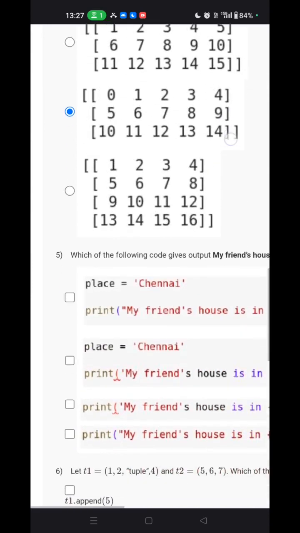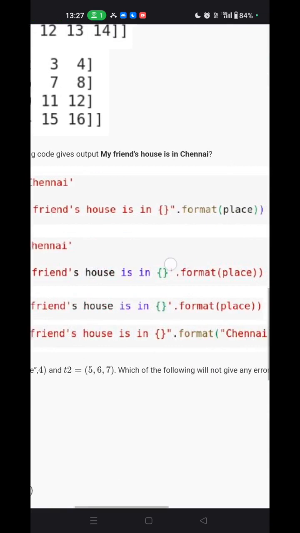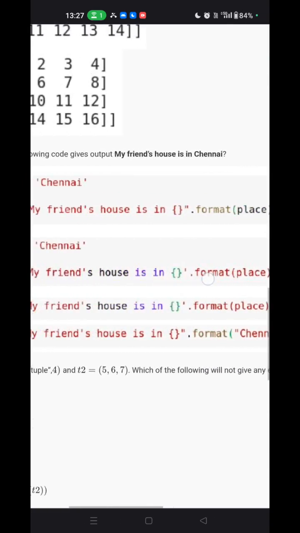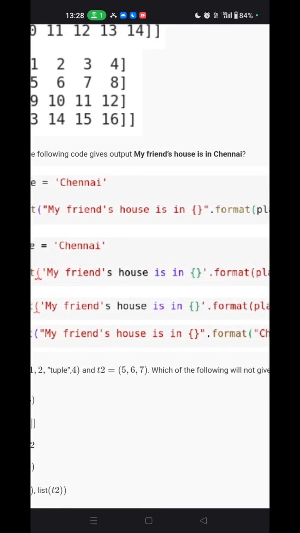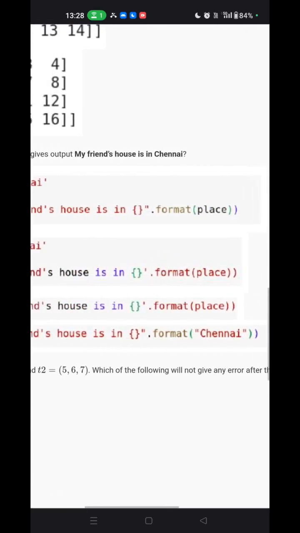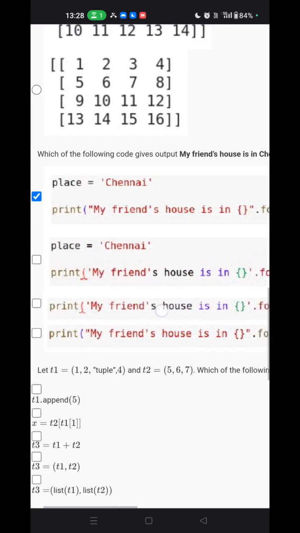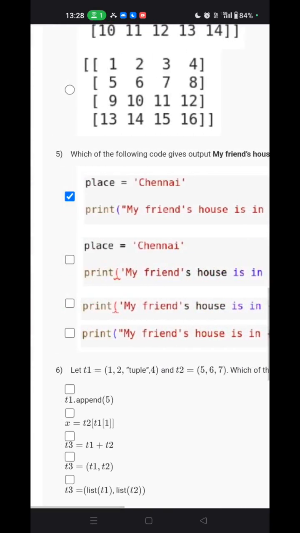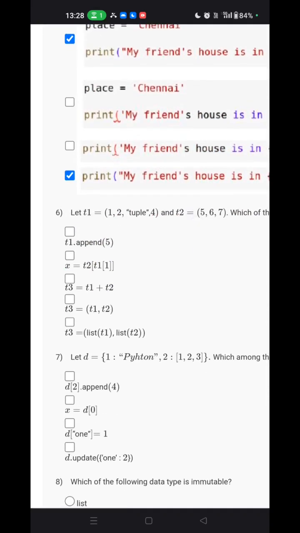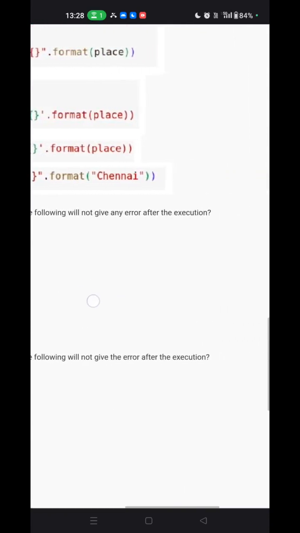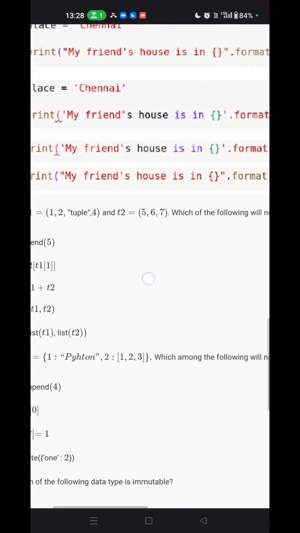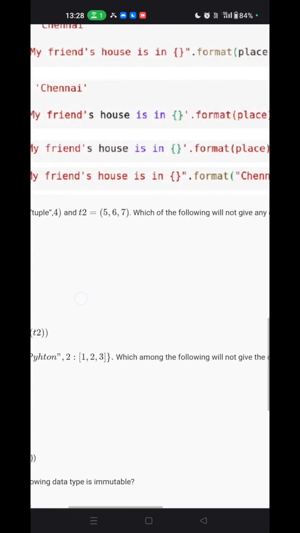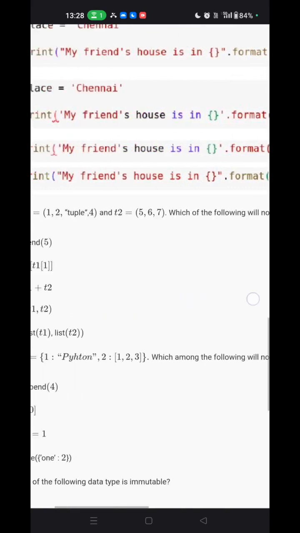Okay, now please, already we teach in the class also how to use the format method. Okay, so my friend house is in Chennai, you have to print. So the first one is correct. Okay, and the last one is also correct, from Chennai, already we taught in the class. So now T1 is equal to 1 2 tuple, already we told. This problem also we solved, list tuple everything we solved. T1 is equal to 1 2 tuple 4, T2 is equal to 5 c. He is asking which of the following will not give the error of the execution.